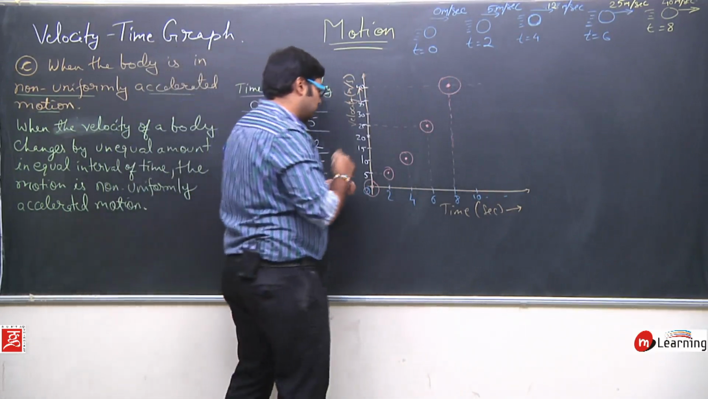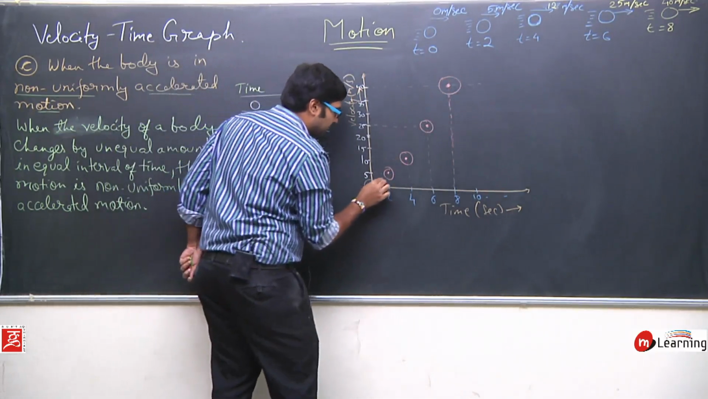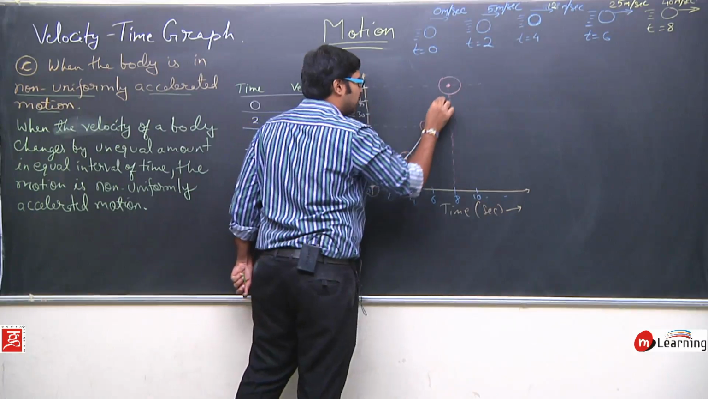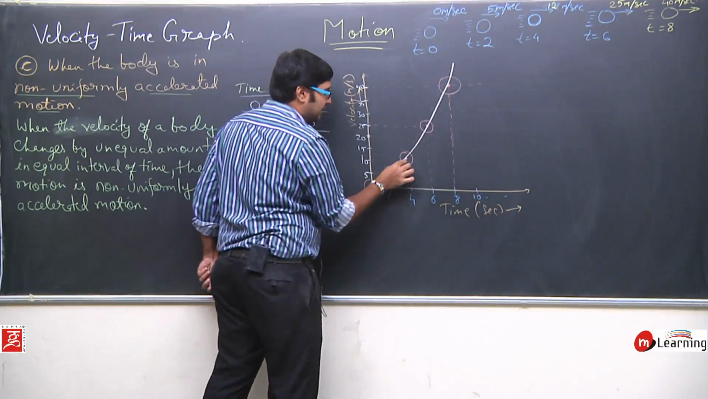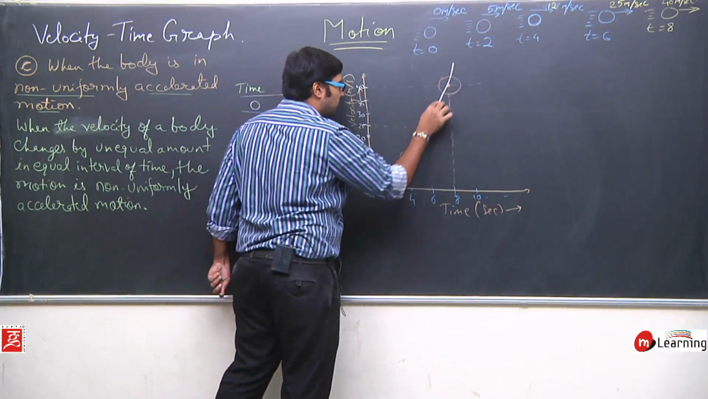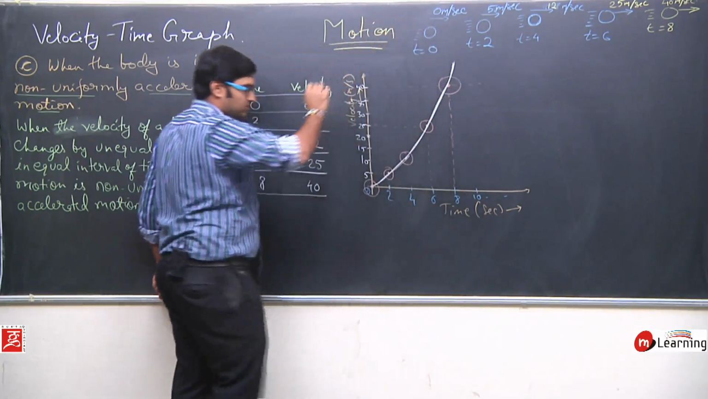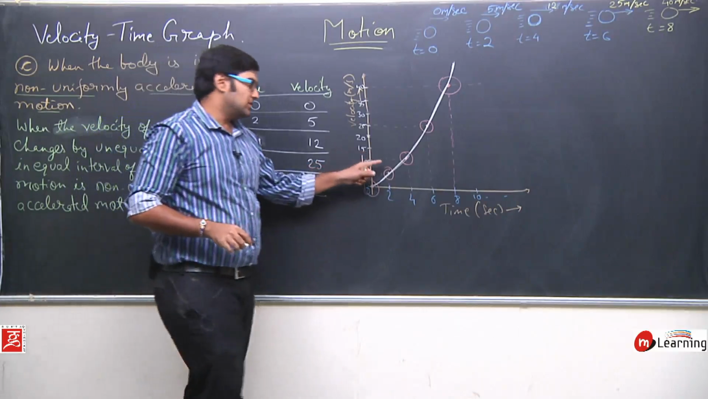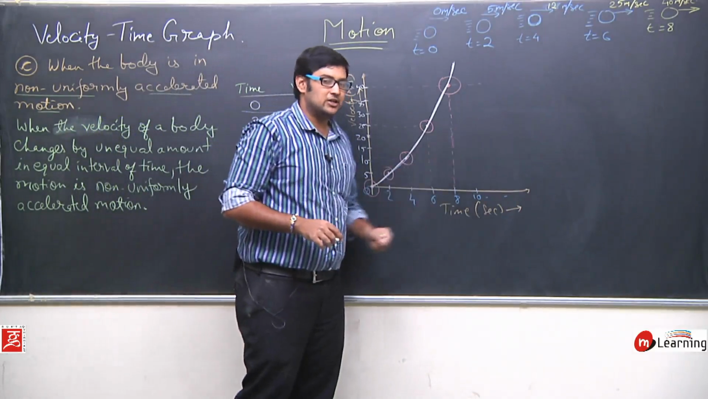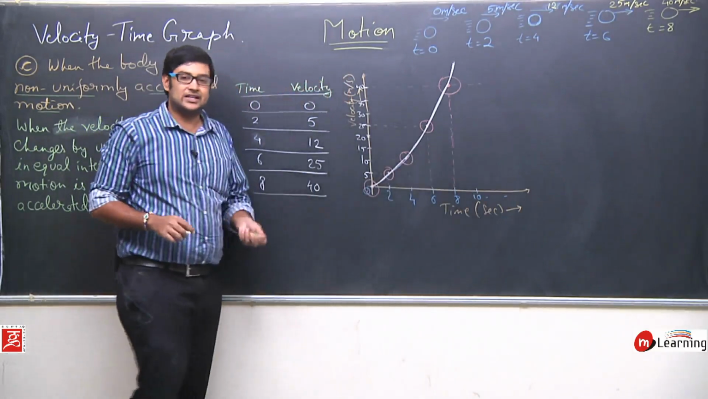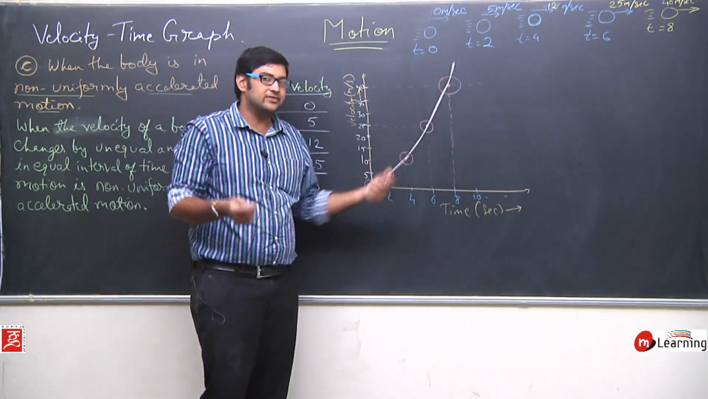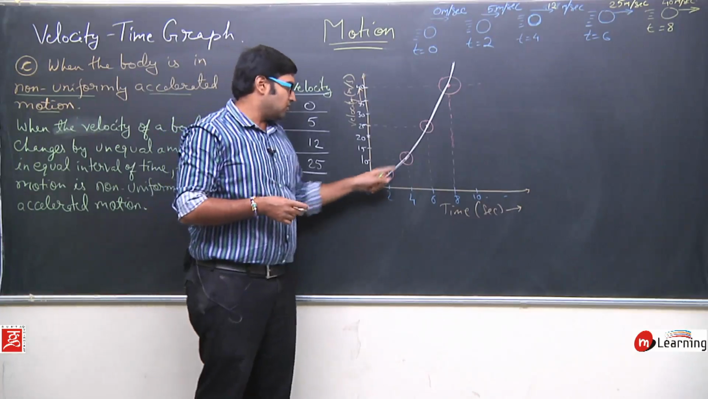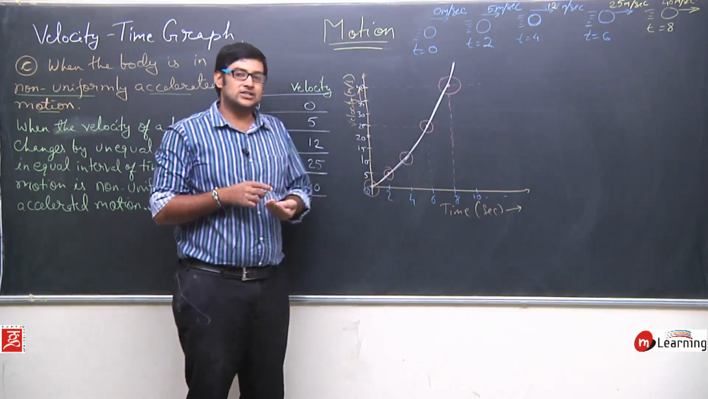Now if you try to join these points, you will find a curve like this. A curve which is not a straight line, rather it is moving upwards like this. So this will show that the ball is moving with a non-uniform acceleration, that is, the acceleration of the ball is getting increased or decreased. We will understand that concept. So you can see the line is not a straight line.